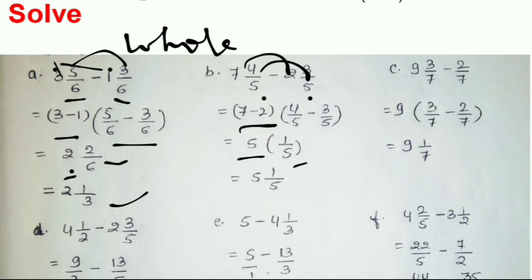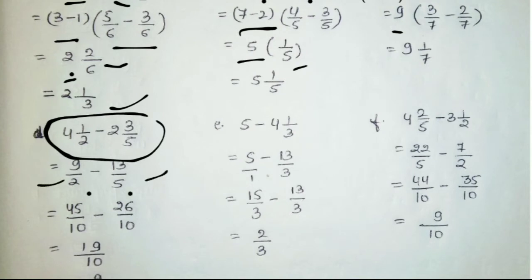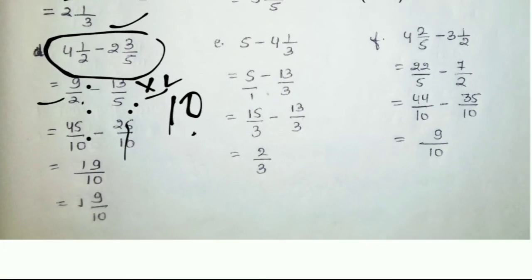Same here, in this one no number is there for the whole number, so we can write 9 as it is. See in this question, first we have to convert into the mixed fraction and take the LCM. LCM will come 10. So we know that 2 table, 10 will come 5 times. So 9 multiplied by 5 we get 45, and 5 10 will come 2 times. So 13 into 2 is 26. So 45 minus 26 is 19 by 10, and 19 by 10 we can write as 1 9 by 10.